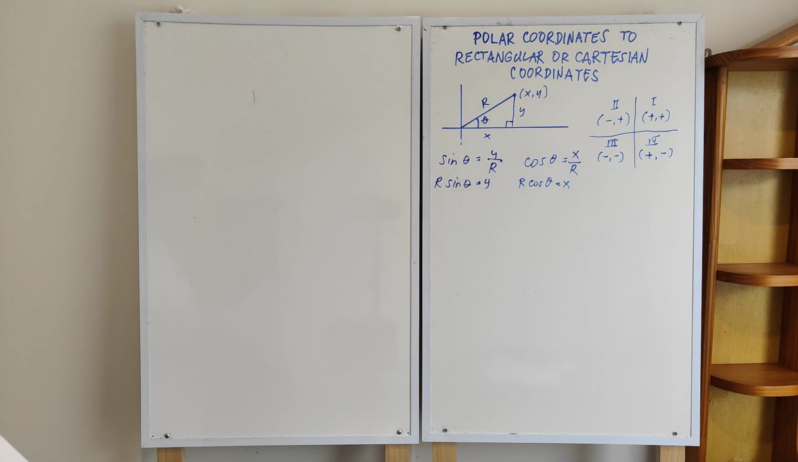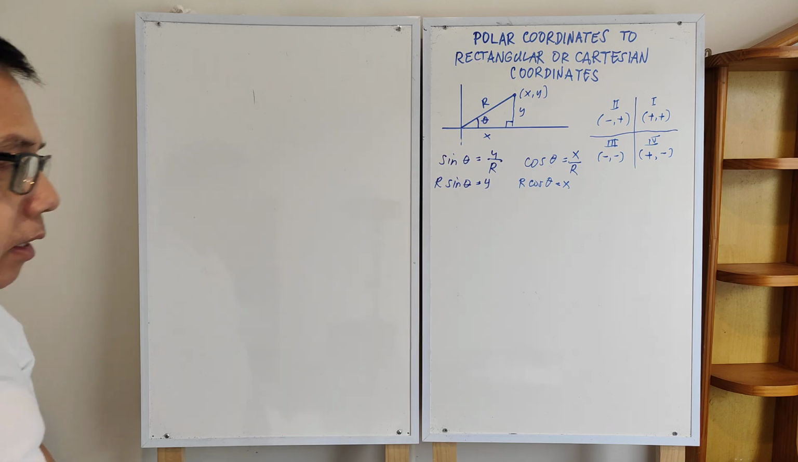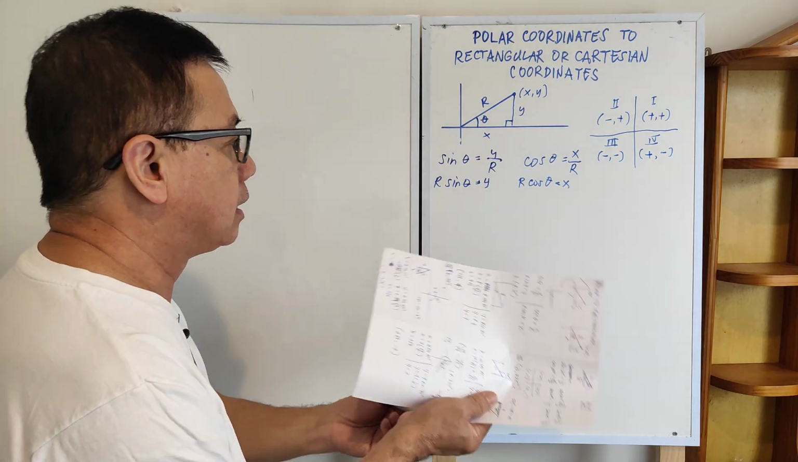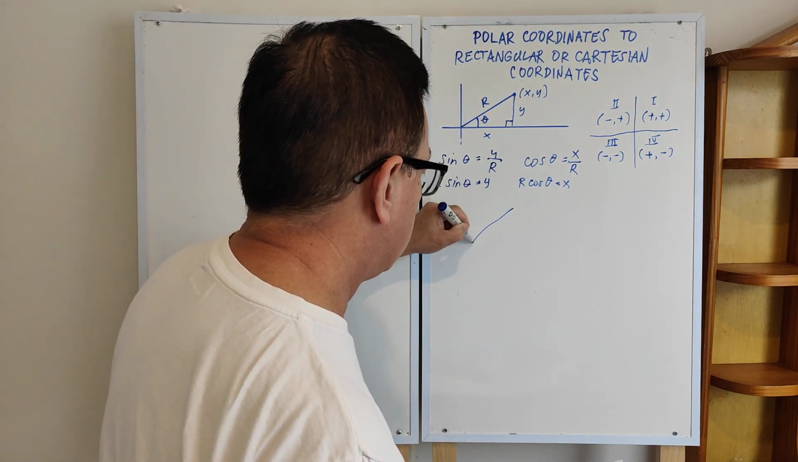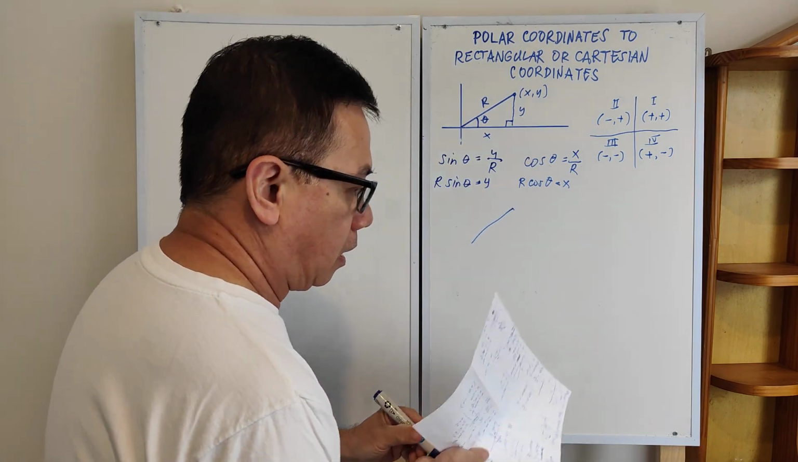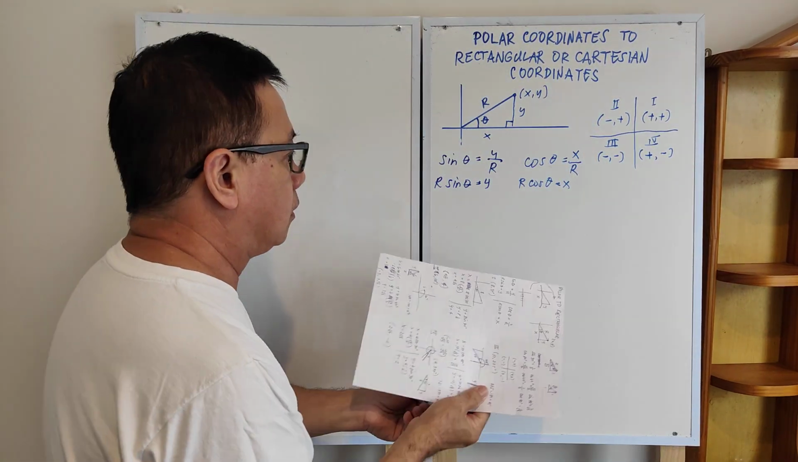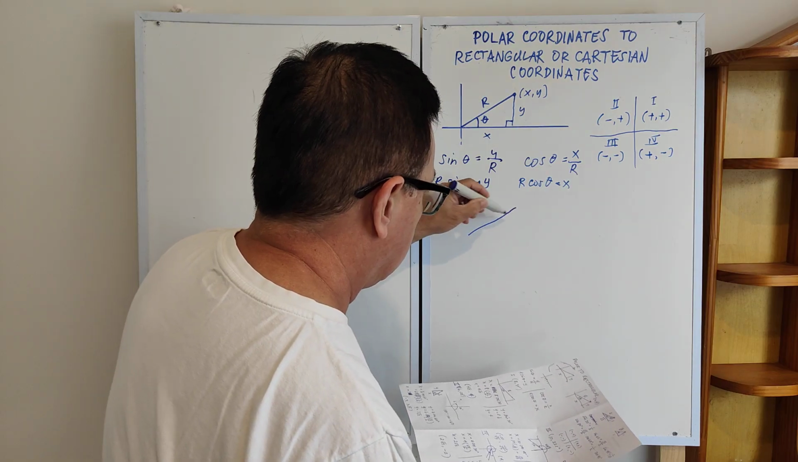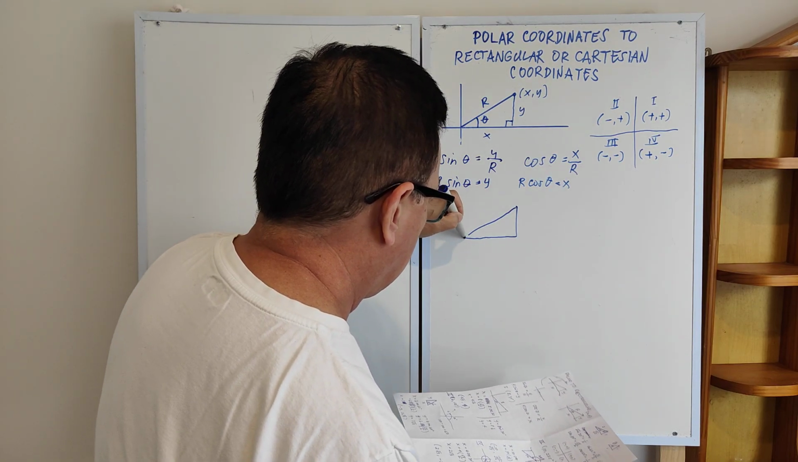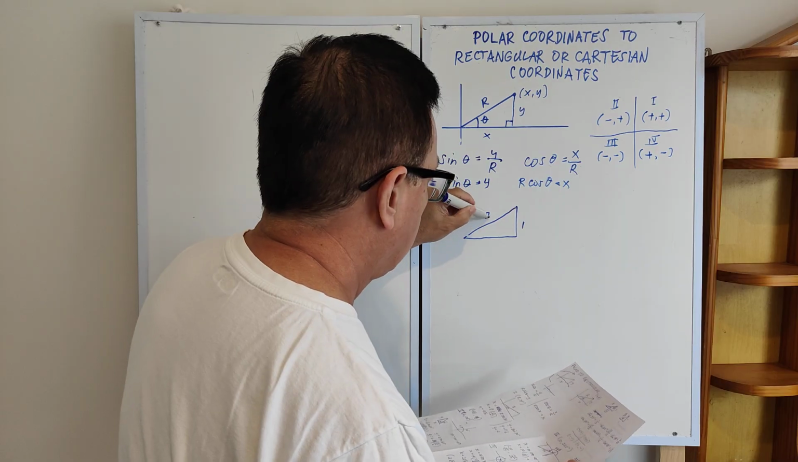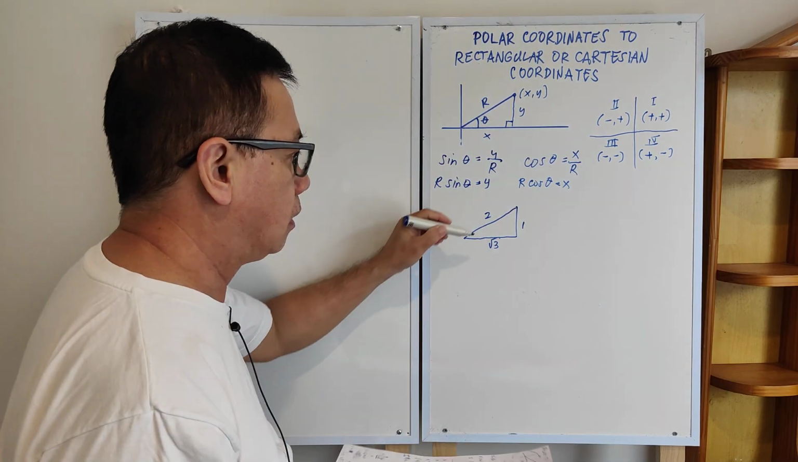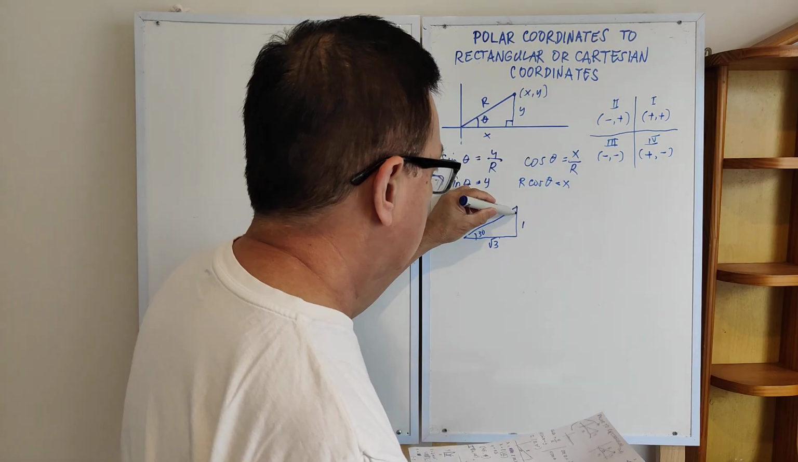So to avoid using the calculator, I will be using special angles from special triangles for our examples. So I'll just draw the special triangle first. The 30-60 triangle has sides 1, 2 and square root of 3. So that's a 30-60 angle.